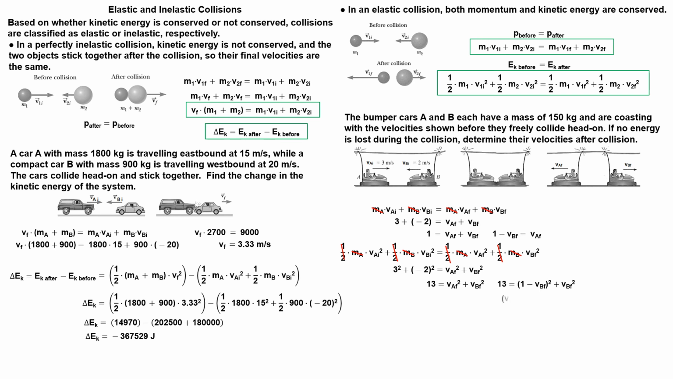After simplifying, we get this quadratic equation. Solving for the two roots, we get minus 2 meters per second and 3 meters per second. Since minus 2 meters per second refers to the velocity of B just before collision, then the velocity of B just after the collision must be 3 meters per second. Substituting this result into equation, we obtain the velocity of A just after the collision.